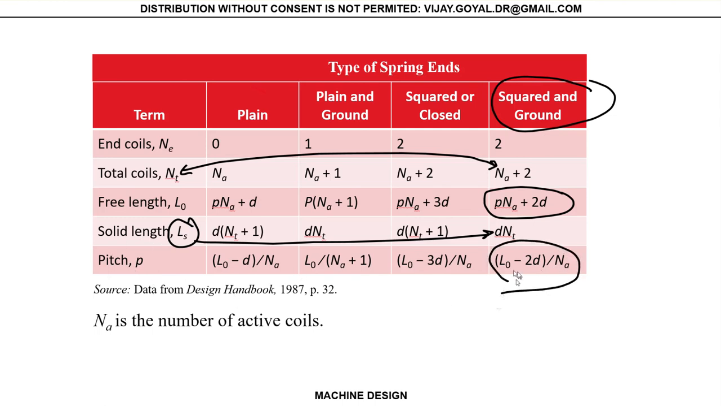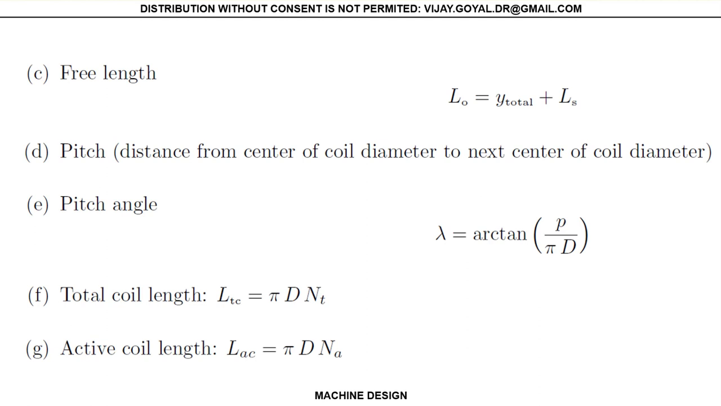They're all related here. So don't forget your L sub 0 is nothing else than Y total plus LS. Okay, that's a nice equation to have. But this comes from your table from your textbook as well. Okay, so as we move on, a couple of dimensions here, it's best to see examples. Your free length is important because we're going to check buckling for that, so you need to know that.